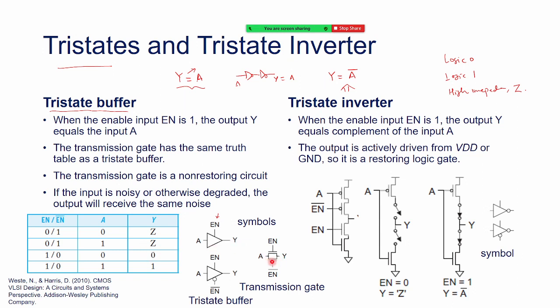Now the transmission gate also has the same truth table function. Again you have enable, and with this bottom representation I show its complementary function.